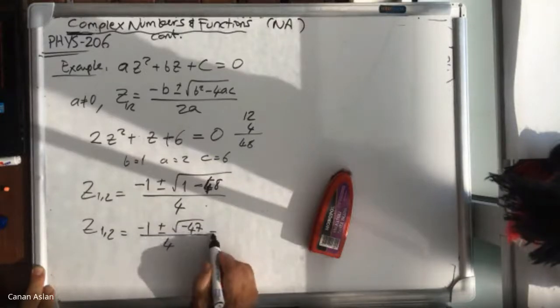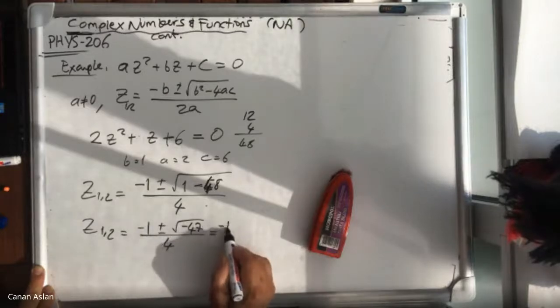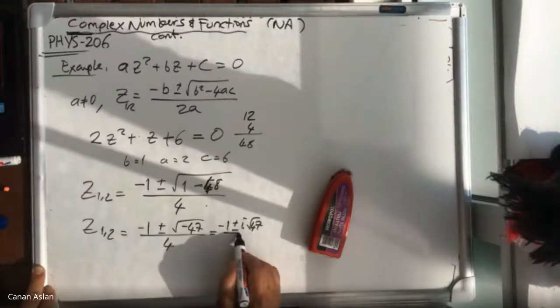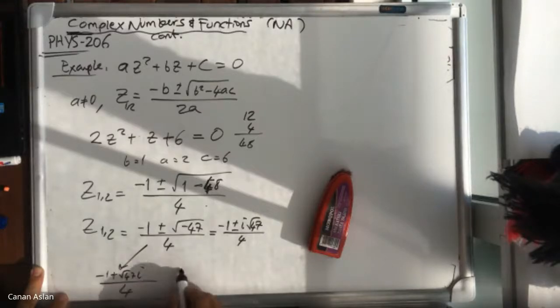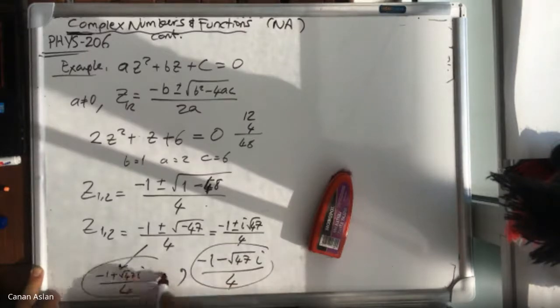But minus 47 can be written as just i times square root of 47. Minus 1 plus and minus i square root of 47 divided by 4. So the roots are, one of them is minus 1 plus square root of 47 i divided by 4, and the other root is minus 1 again, minus, in this case, square root of 47 times i, everything divided by 4. So these are the two roots of this second order equation.